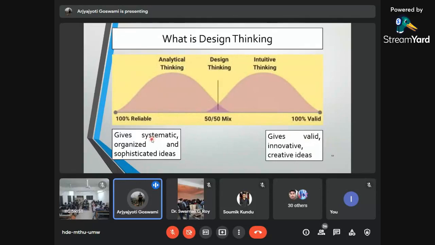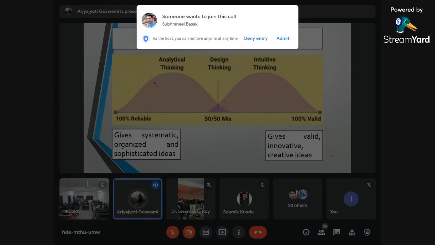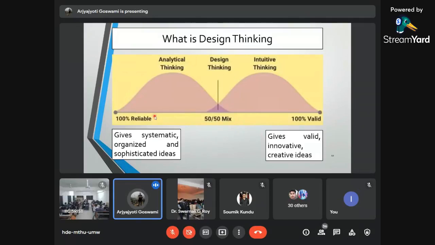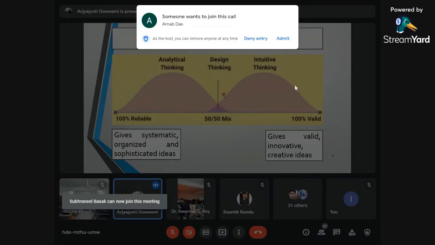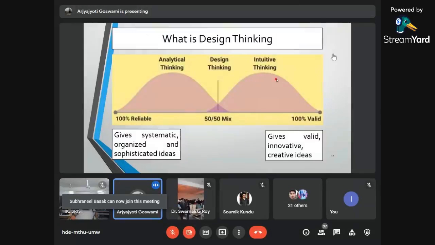It gives you systematic, organized, and sophisticated ideas. Intuitive thinking gives you valid and creative ideas. Design thinking is a mix of both. It has to be systematic as well as innovative and creative. It cannot only be systematic and acceptable to all people, and it cannot only be creative and still be acceptable. We have to take the best from both. That is design thinking.